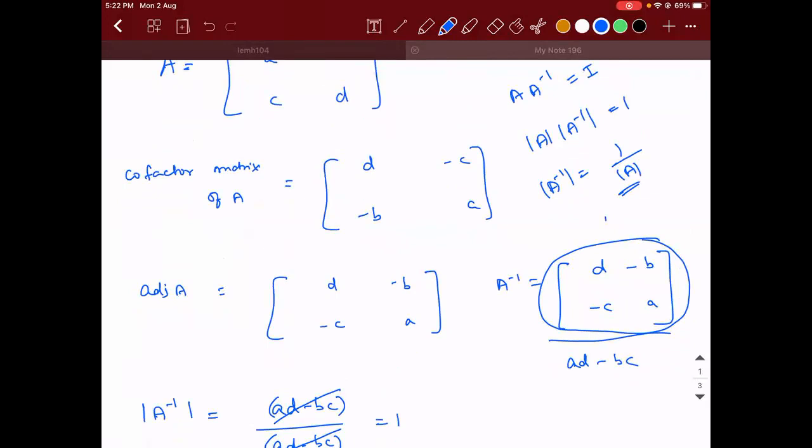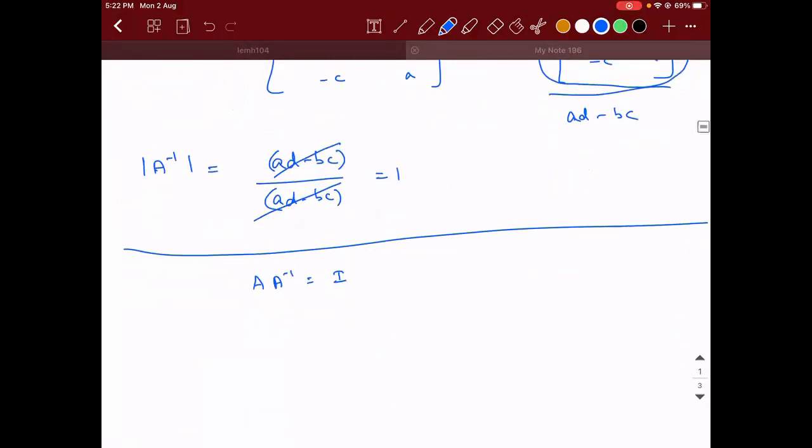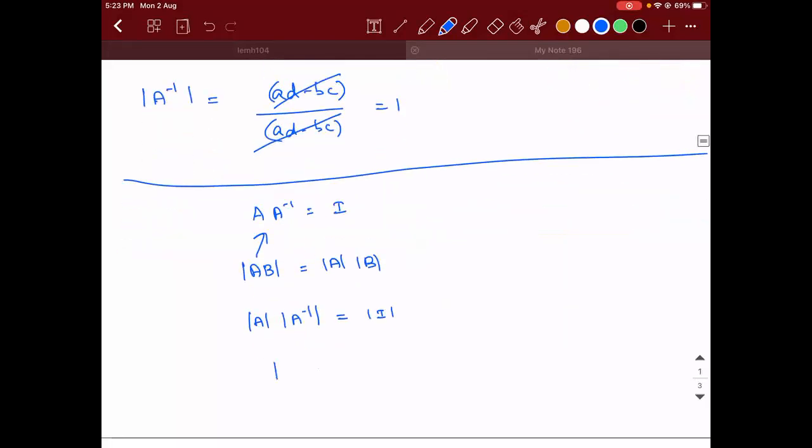I took an example and I wanted to prove it. Anyways, let me check this later. So the method is actually a property also. We know the definition that A into A inverse is equal to I, and we know that determinant of AB is equal to det A into det B. So if I take determinant on both sides, det A into det of A inverse is equal to determinant of I. So determinant of A inverse will be equal to determinant of I, which is 1, divided by the determinant of A.